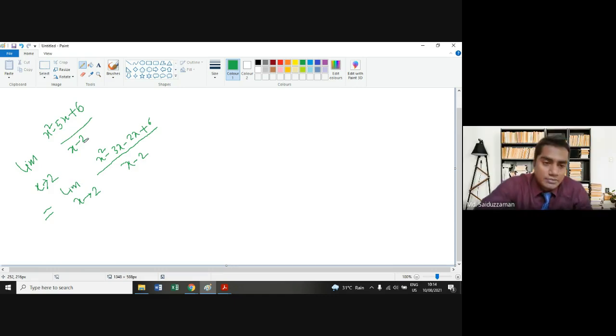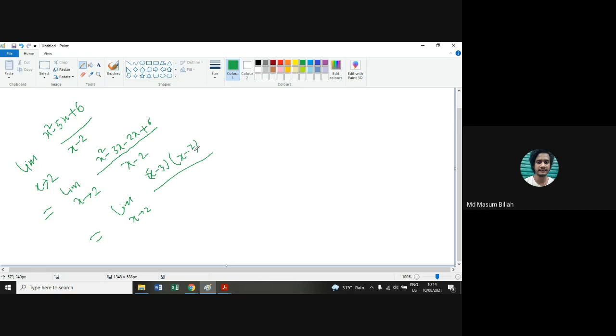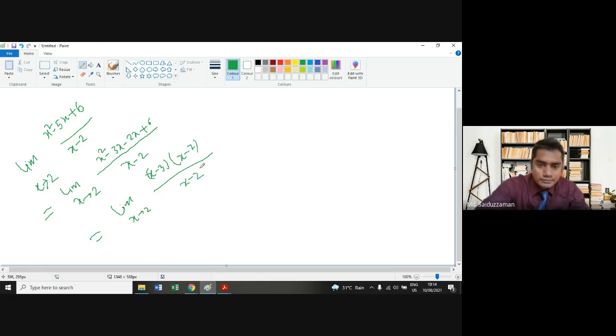So for the sake of avoiding this situation, I will simplify. I'll try to simplify if it is possible. So its simplification is possible. That's why I'm doing this. So what is the remaining part? Limit x tends to 2. Then what will be the value? x minus 3 into x minus 2, divided by x minus 2.